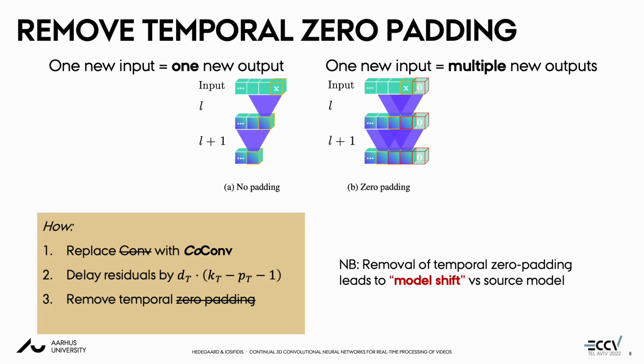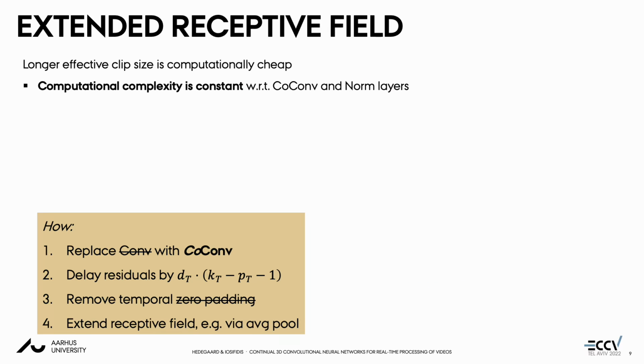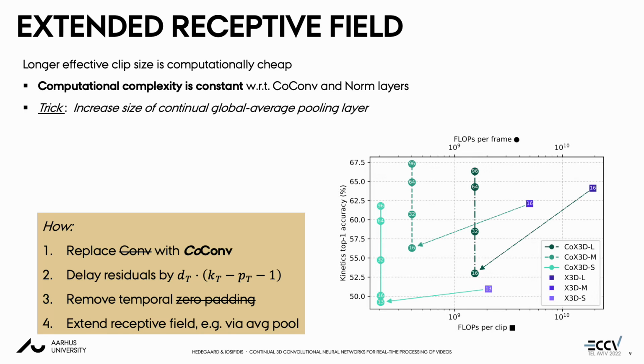Note, however, that the removal of temporal zero padding leads to a model shift compared to the source model, which reduces accuracy. But we can improve the performance by extending the network receptive field. Since per frame computational complexity is constant with respect to continual convolutions and normalization layers, we can use the trick of increasing the global average pooling size at the end of the network to regain predictive performance. The pooling size is denoted for each point on the graph on the right hand side.